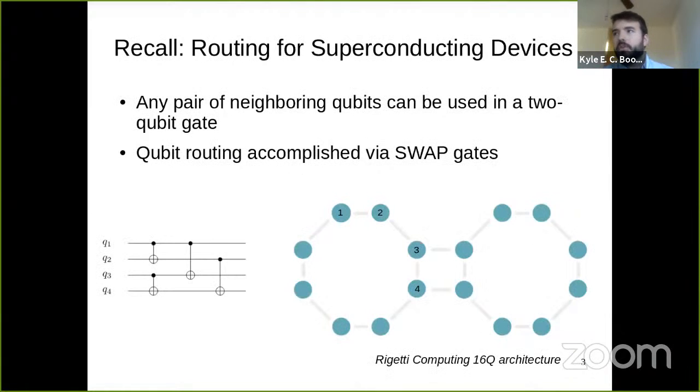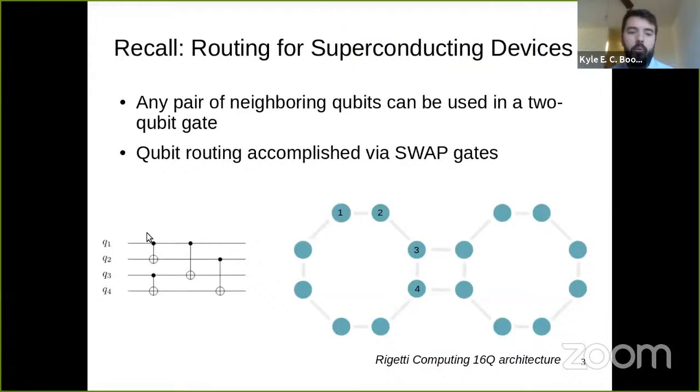First, I'd like to briefly review routing for superconducting devices, just to give you a little bit of a reminder. So the idea is that we're given a quantum circuit as illustrated on the left-hand side of the slide here. And what we'd like to ultimately do is take this circuit and compile it to be compliant on a quantum device of some kind. Here, for illustration purposes, I've included a 16-qubit Rigetti architecture. The idea in superconducting devices is that any pair of neighboring qubits can be used in a 2-qubit gate. And then any pair of neighboring qubits can also participate in a swap gate that moves these qubits around.